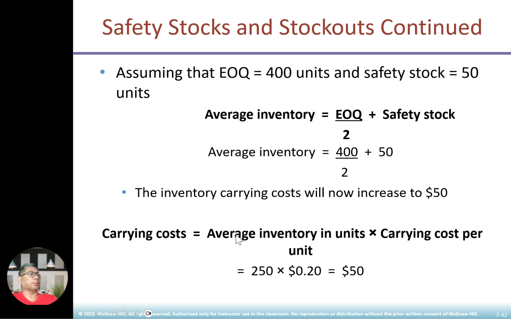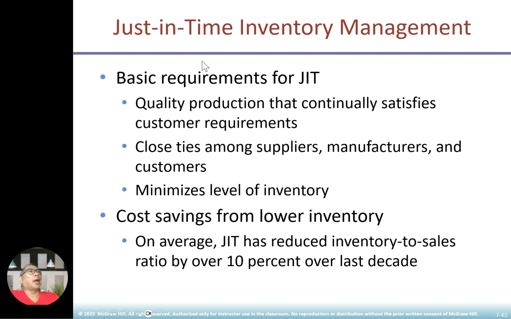Carrying cost is inventory in units times carrying cost per unit, 250 times 0.20, which is $50. This is how you get the carrying cost. Remember here, 400 divided by 2 plus 50 safety stock. Now it increases by 50. Once you get this 250 number, you multiply by 20 cents, and you get $50.